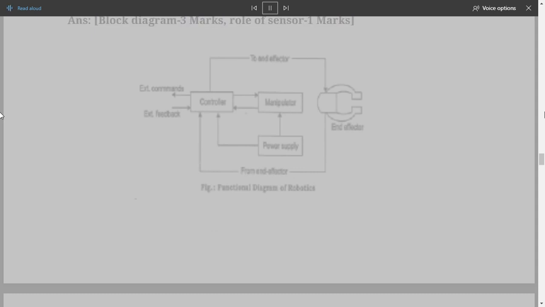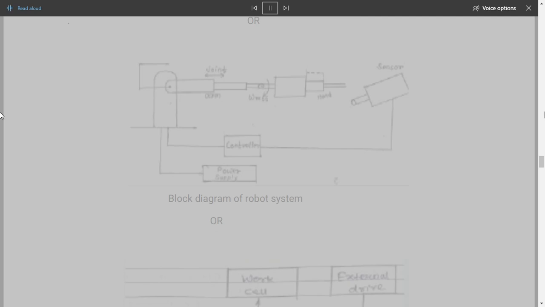Or block diagram of robot system. Or uses of sensors in robotics.